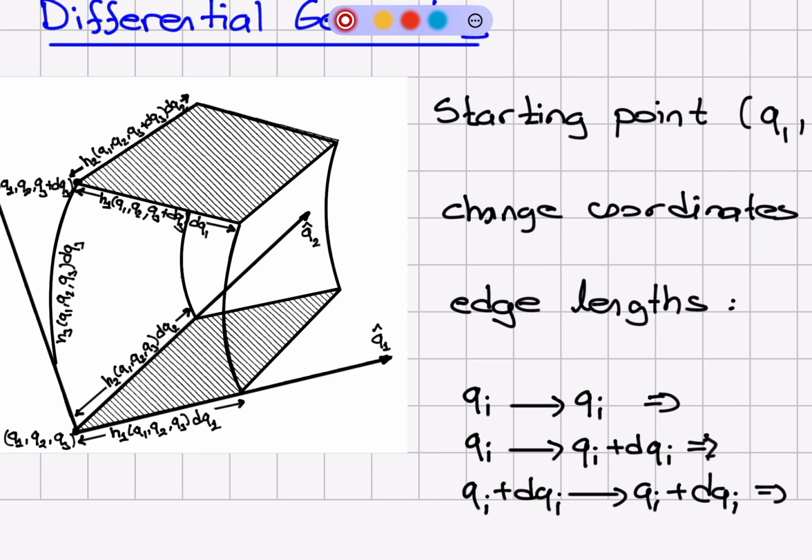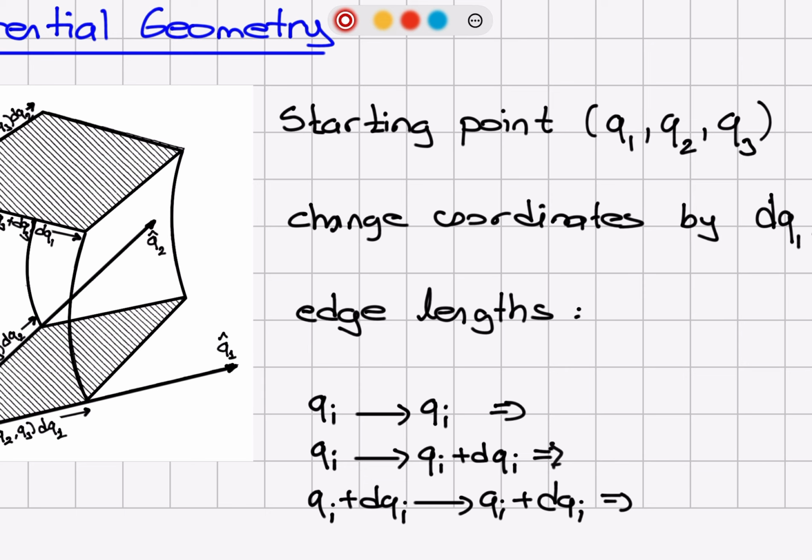So for the dr values on these edges, I have to multiply the scale factor with the differential change in the coordinate, dq1. So for each edge length, I'm going to have hi dqi. So these are the edge lengths.